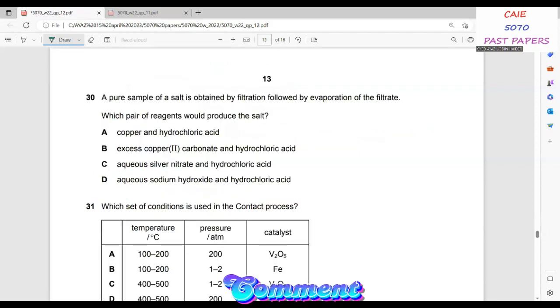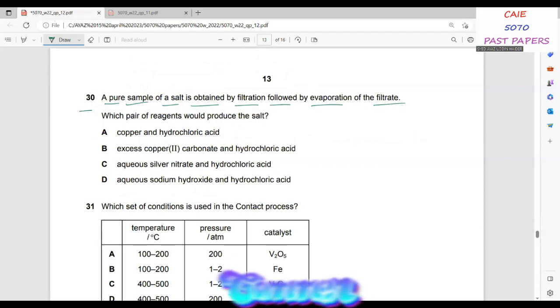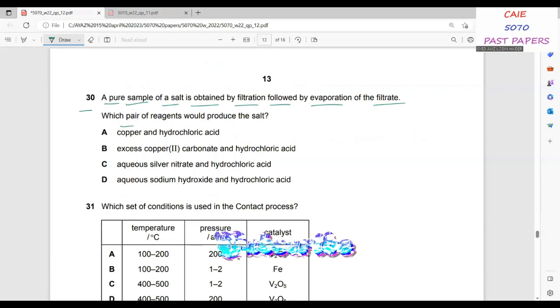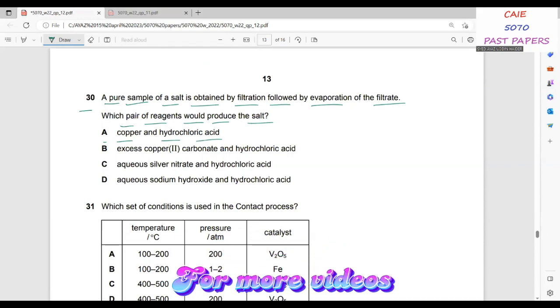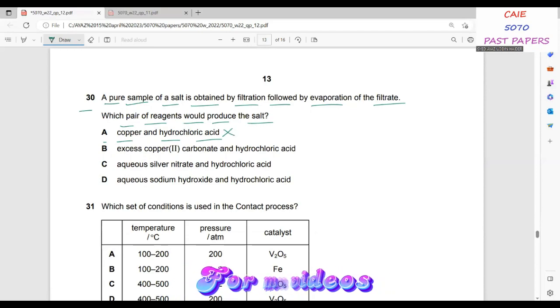30. A pure sample of a salt is obtained by filtration followed by evaporation of the filtrate. Which pair of reagents would produce the salt? A, copper and hydrochloric acid. If you react copper with hydrochloric acid, you must have concentrated acid. So this reaction can't take place. B, excess copper-2 carbonate and hydrochloric acid. This looks correct to me.